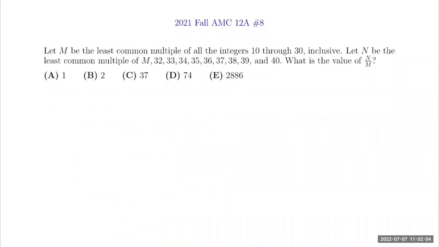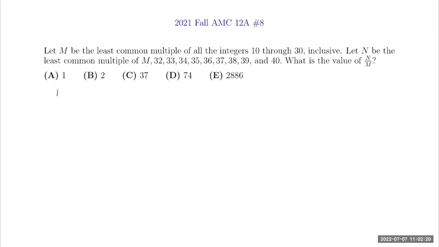Let m be the least common multiple of all the integers 10 through 30 inclusive. Let n be the least common multiple of m, 32, 33, 34, 35, 36, 37, 38, 39, and 40. What is the value of n over m?